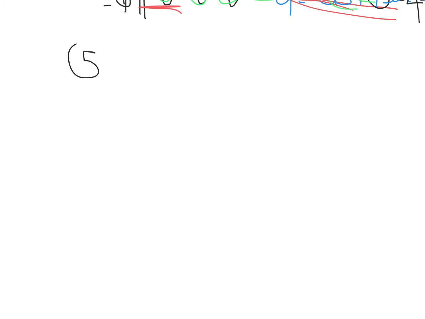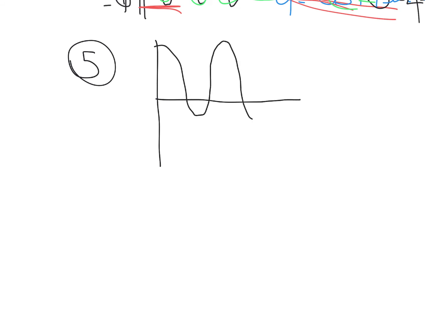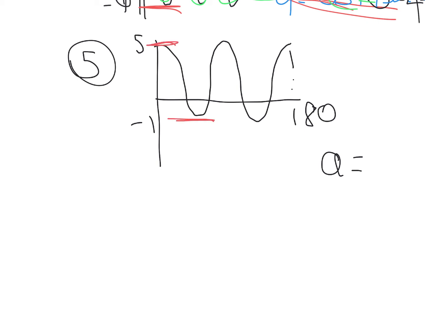Okay, let's try an example 5 and some cosine curves this time. Okay, so let's go for this one to get going. Okay, A, B and C. A, the amplitude. The curve goes up to 5 and down to minus 1. That's a total height of 6. Half that to get the amplitude. A is equal to 3.